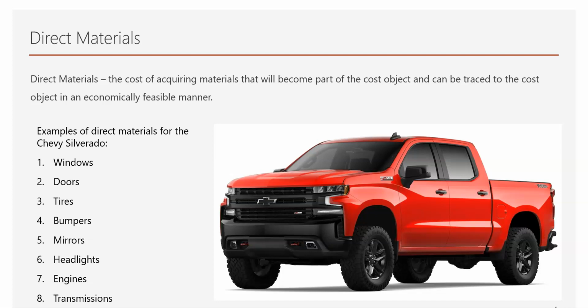What about mirrors? Well, the vehicle will have one left mirror, one passenger side mirror, and then a rear view mirror. What about headlights? Well, there are only going to be 2 sets of headlights on the vehicle. Engines: each vehicle is going to have its own engine. Transmissions. So these are direct material costs for the Chevy Silverado. Those are some examples of direct materials.